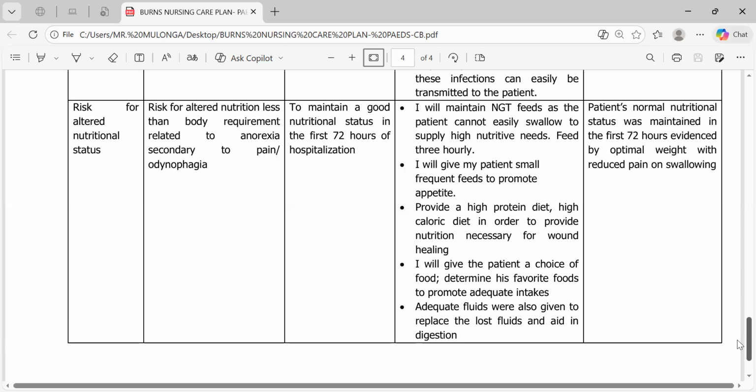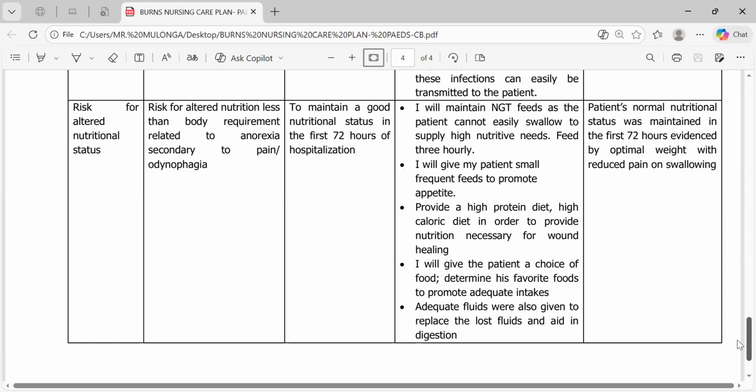So risk for altered nutritional status less than body requirements related to anorexia, secondary to pain, or odynophagia, which is basically painful swallowing. So dysphagia is difficulties in swallowing. Odynophagia is painful swallowing.